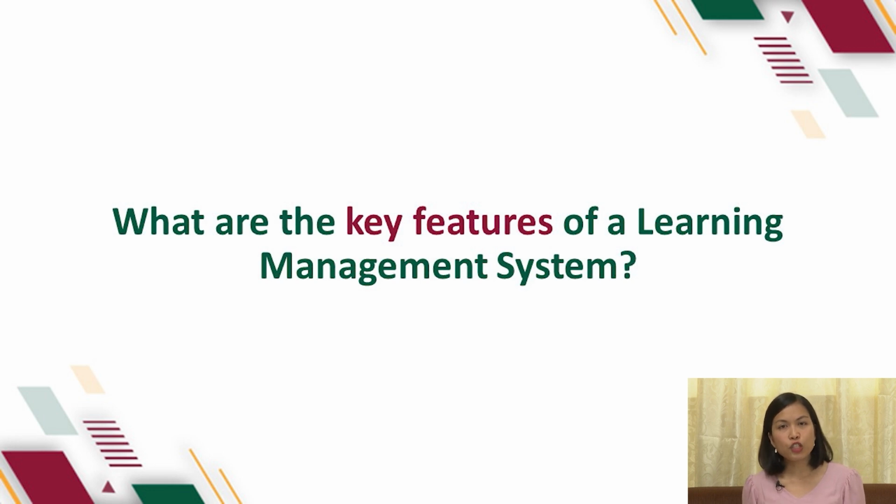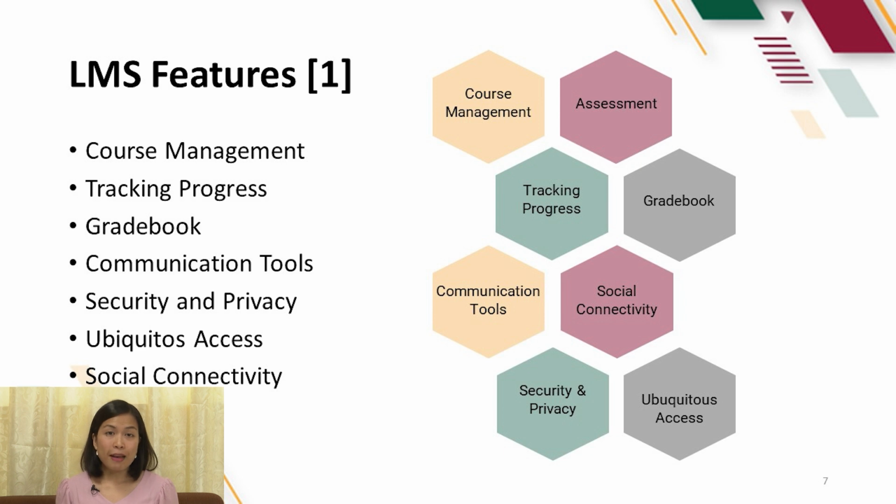What are the key features of a learning management system? Course management. Course management enables instructors or administrators to create, organize, and deliver course content efficiently. Tracking progress. Because all the user's actions are recorded in the system, through reporting and analytics algorithms, teachers are able to track students' progress, and also students are able to track their own progress.